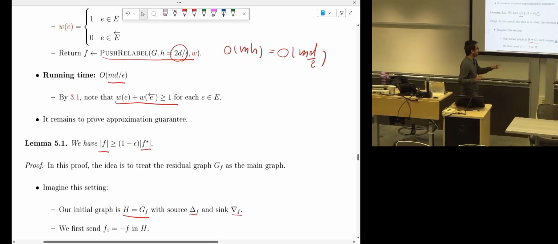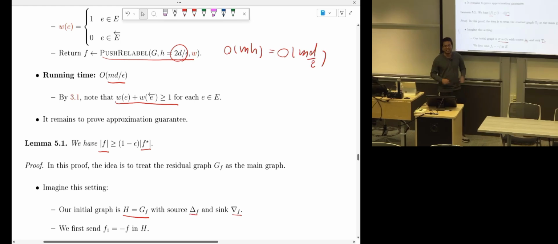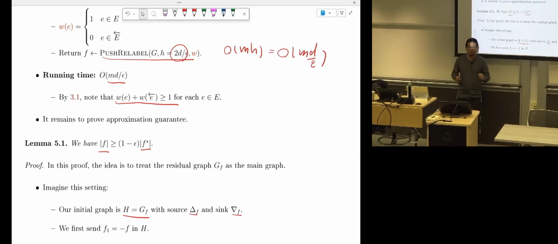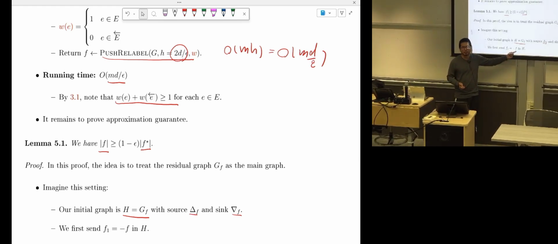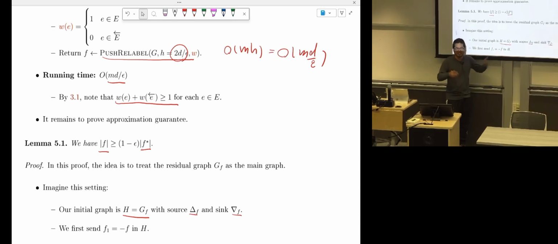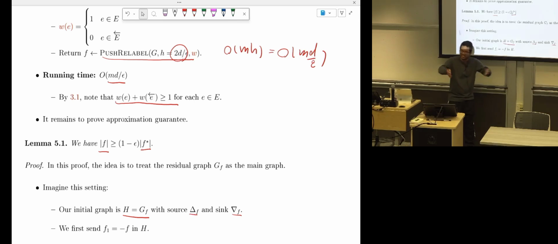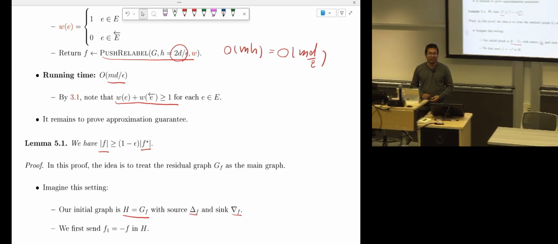My flow is negative H, negative F. It looks a bit unintuitive. It doesn't look like a good flow. Basically, it has negative value, right? It removes the thing that you have sent so far, but it's a valid flow in H, right?